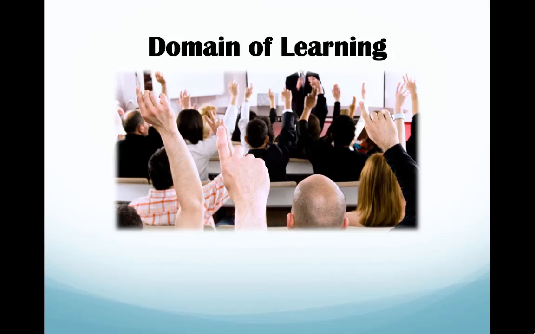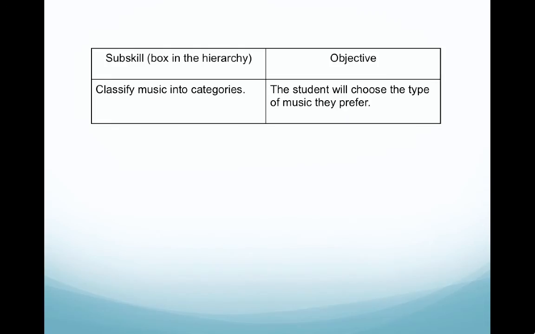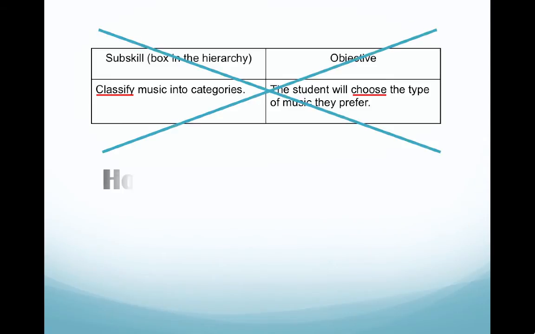Let's now look at the domain of learning. Does the objective reflect the correct domain of learning? There are certain words that we tend to use for each domain. Let's look. Classify, choose. They don't seem to match. Classify would indicate that it's an intellectual skill, while choose would indicate that it's in the affective domain, or it's an attitude. How can we correct this?